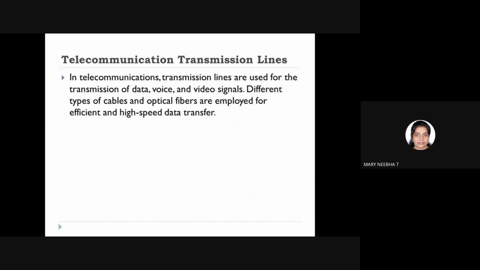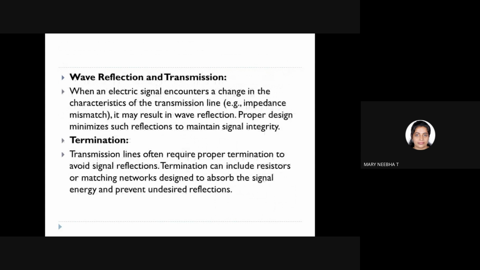Then there is the telecommunication transmission line. For telephone usage, types of data, for example a LAN connection, voice and video signals can also be transmitted. Backhaul lines are also there nowadays for 5G networks or other networks. Different types of cables and optical fibers are also employed here.